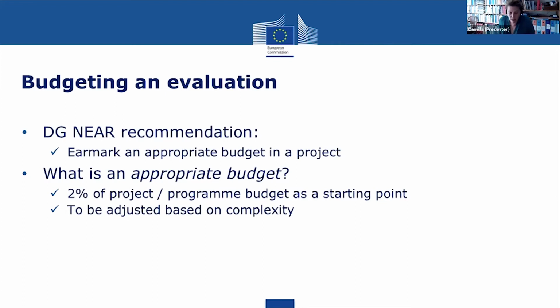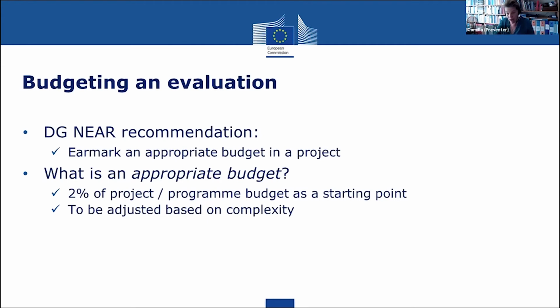Now, is that it? Of course not, because we have to look at what we want to find out with the evaluation. What kind of project or program do we have to evaluate? And this is why we say that the budget then has to be adjusted based on complexity. Complexity, which has 7 different aspects to it. The first one is scope.